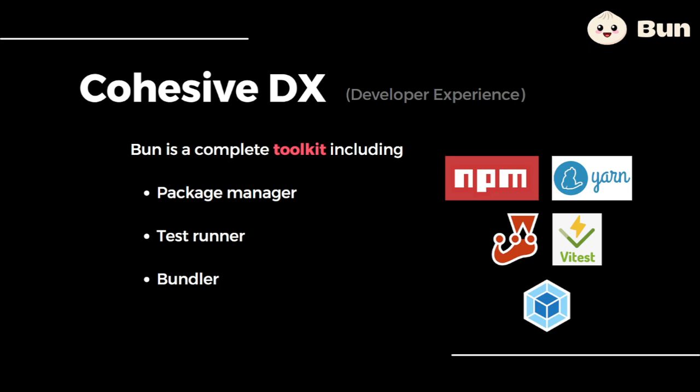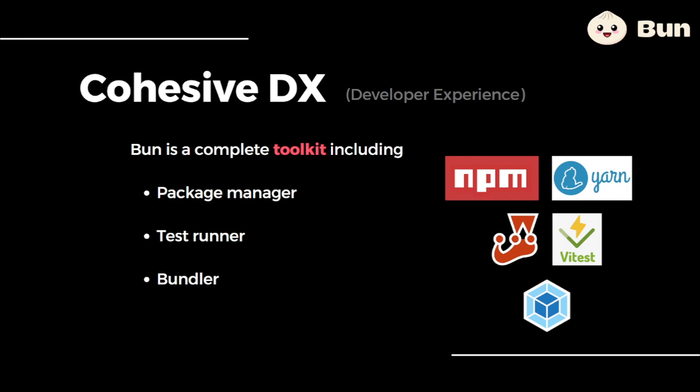Next is cohesive developer experience. Bun is a complete toolkit for building a JavaScript application, which includes a package manager, test runner, and bundler. You don't have to install npm or yarn to manage packages. You don't have to install additional testing libraries, like Jest or Vitest, and you can bundle your code without Webpack installed.